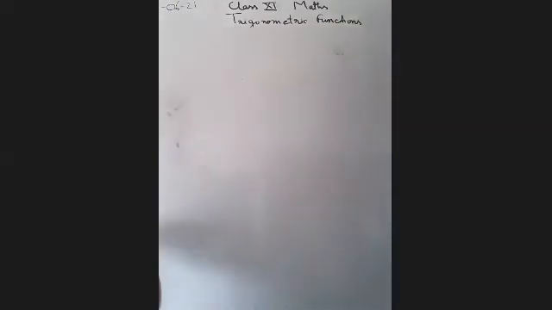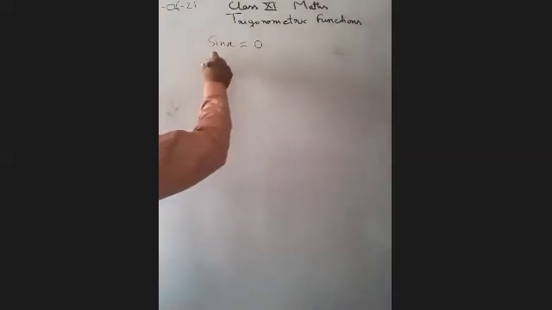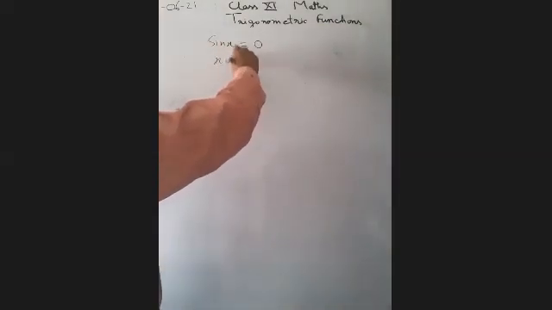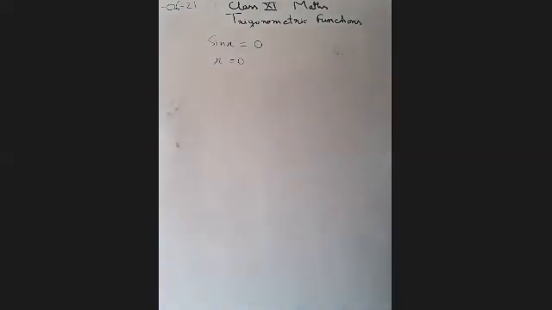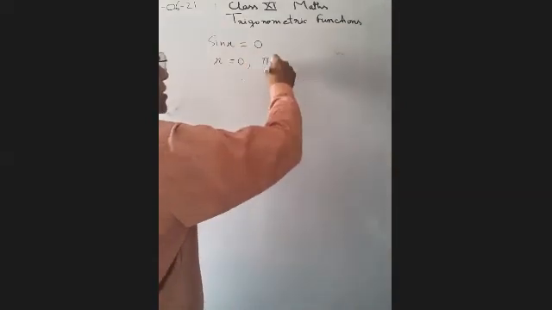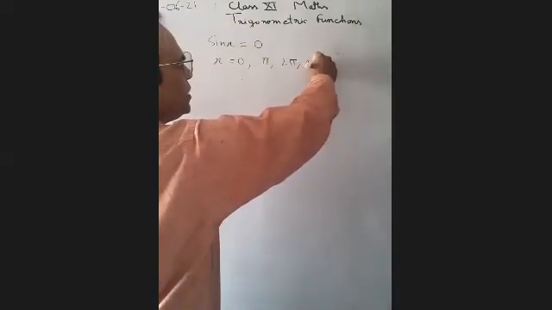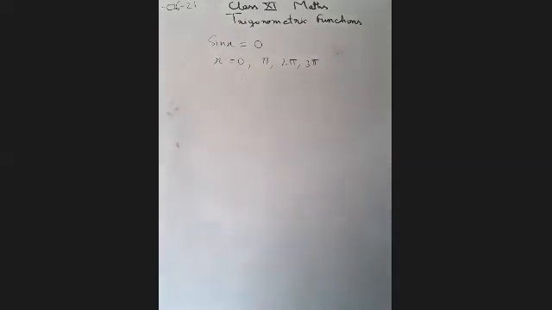The first formula: sin x is equal to 0. You know where the value of sin x will be 0. If we take the angle x equal to 0, then the value of sin x is 0. If you take x equal to pi, it is also 0. If you take x equal to 2 pi, it is also 0. If you take 3 pi, it is also 0. If we want to give one particular solution, we can give 0, but there are infinite solutions.